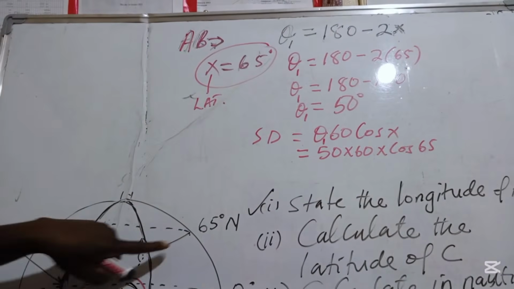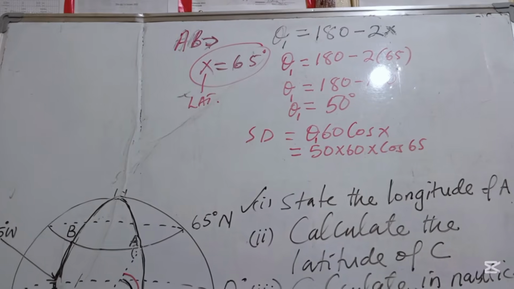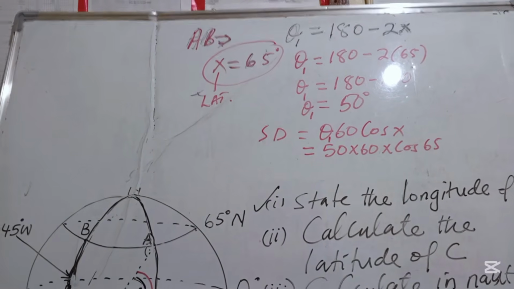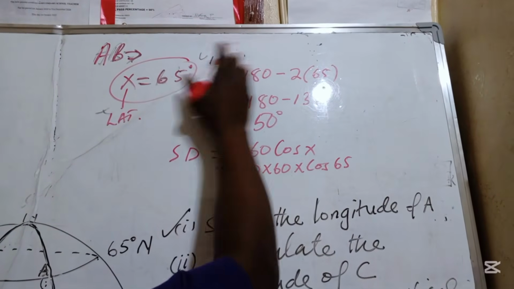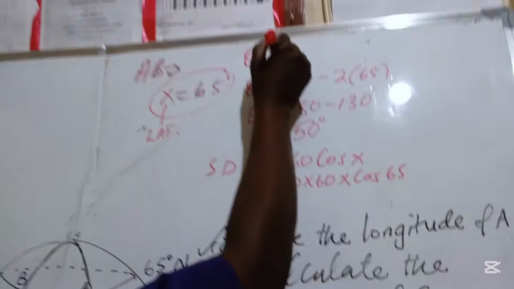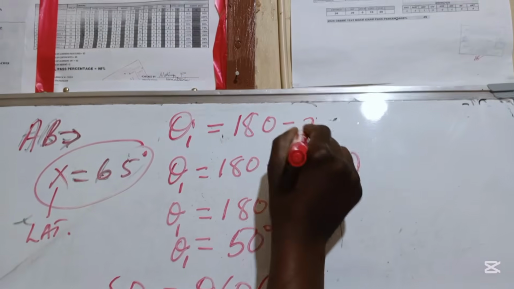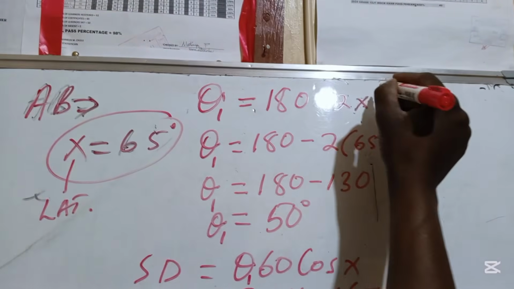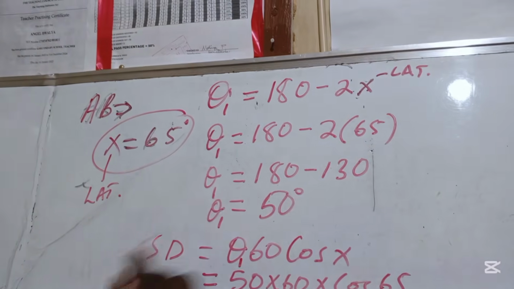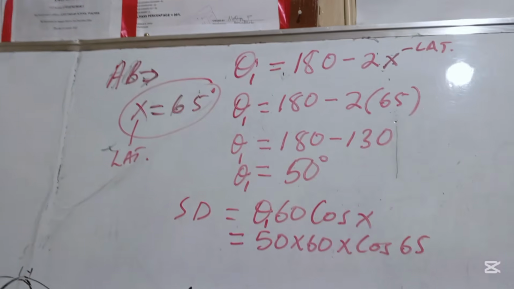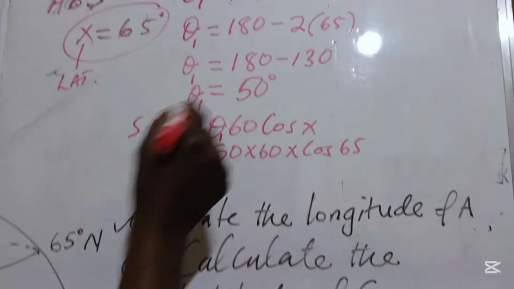So if they are sharing that latitude, which is 65, therefore we are saying I should find a special theta 1. I'm calling it special theta 1. How do we get the special theta 1? To get special theta 1, theta 1 is equal to 180 minus 2x, where this x is the latitude. So you agree with me that x is 65. That's where this 65 is coming from. Multiply by 2, you get 130. Then the difference there, you get 50. This is where theta 1 is coming from.